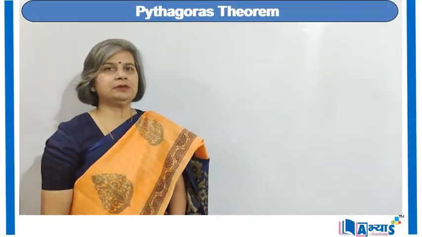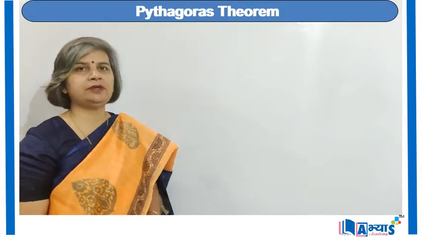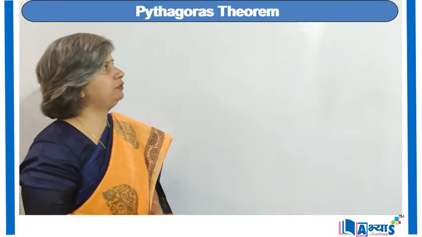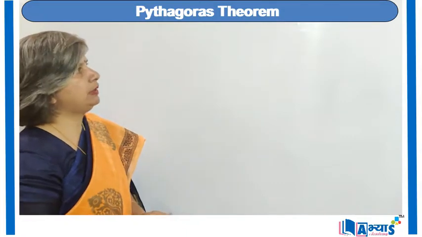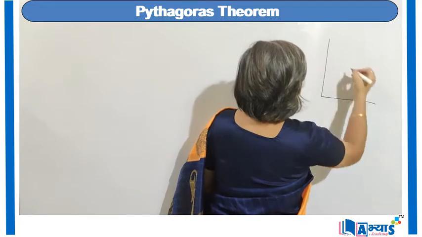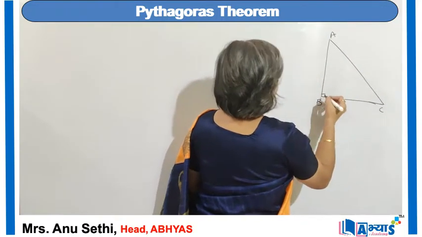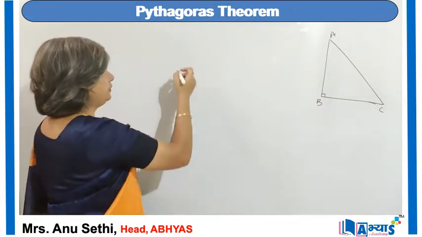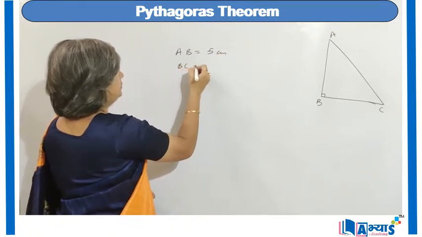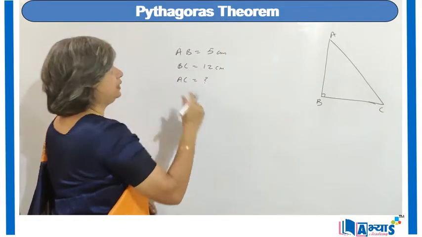Now let us apply the concept of Pythagoras theorem. Suppose we are given a right angle triangle in which two sides are 5 cm and 12 cm, and we are supposed to find the hypotenuse. So we will apply the Pythagoras theorem. Let us take the right angle triangle as ABC, right angled at B. Now we know that two sides have been given to us, AB as 5 cm and BC as 12 cm, and we are supposed to find the hypotenuse, that means AC.